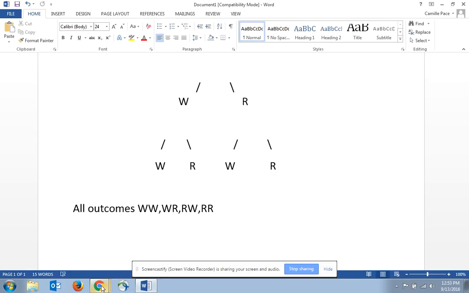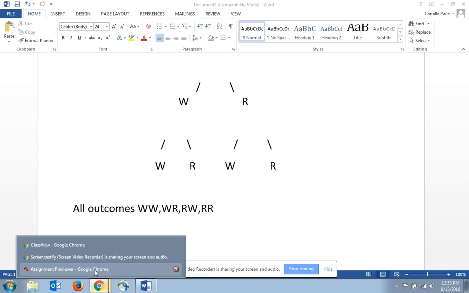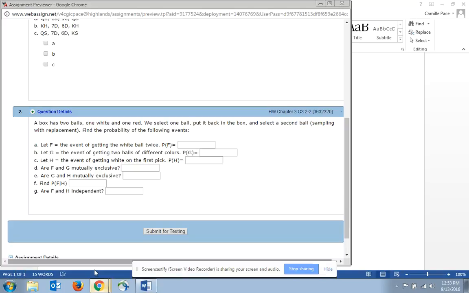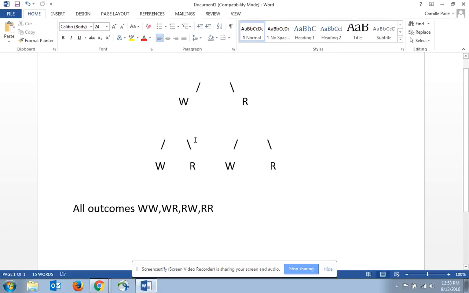This will help you when you go to the homework, if you can have it both going, like the video and maybe your homework. Because look, it says, what is the event of getting the white ball twice? So if I look here, if I go W, W, I don't have any more W, W. So that means it's 1 out of 4 or 0.25, because that is the outcome of getting two whites.